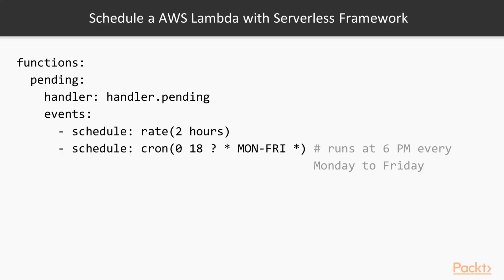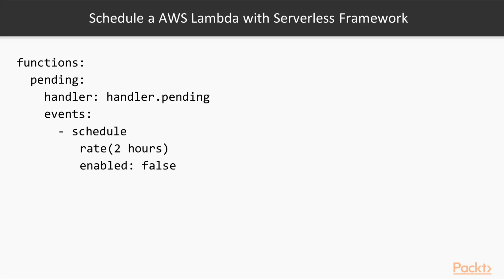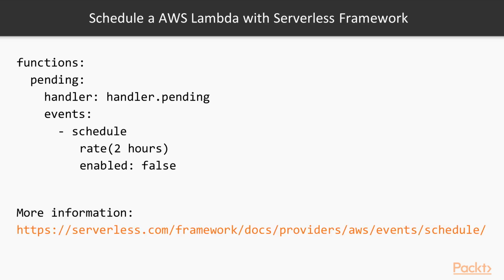If you want to schedule an AWS Lambda with Serverless framework, it's very easy. We can just create a new Lambda, like we did with the API gateway ones. For example, in this case, one called pending. We have a handler.pending that will be the JavaScript code attached to it. And then we can have events. When we have an event, we can just put a schedule, and then we put the rate, for example, 2 hours. Or we can have a schedule and put the cron expression. You can also enable or disable the scheduling by setting the enabled property in the event to true or false. By default, if you don't set anything, the events are enabled. You can find more information in the Serverless framework documentation.